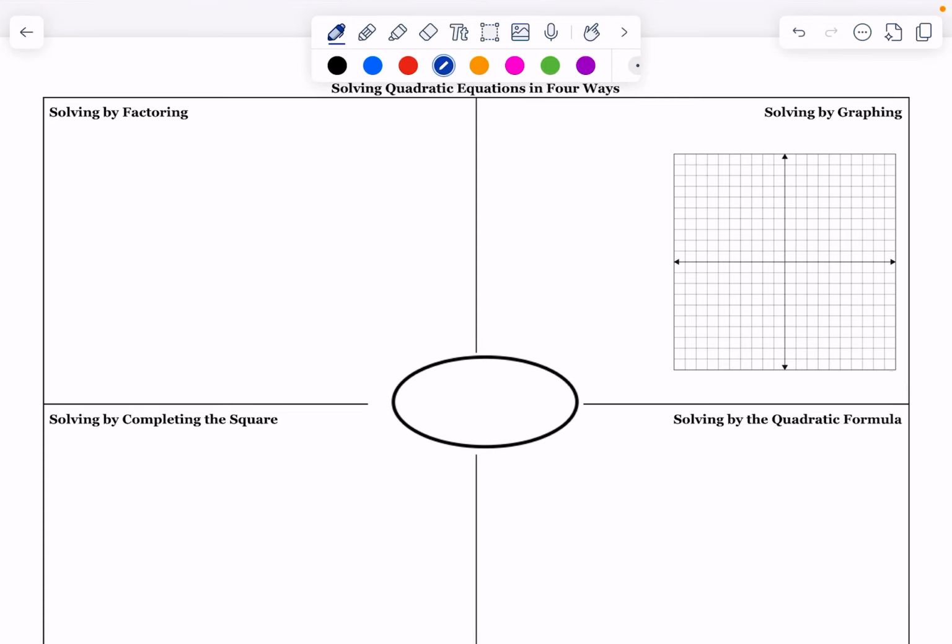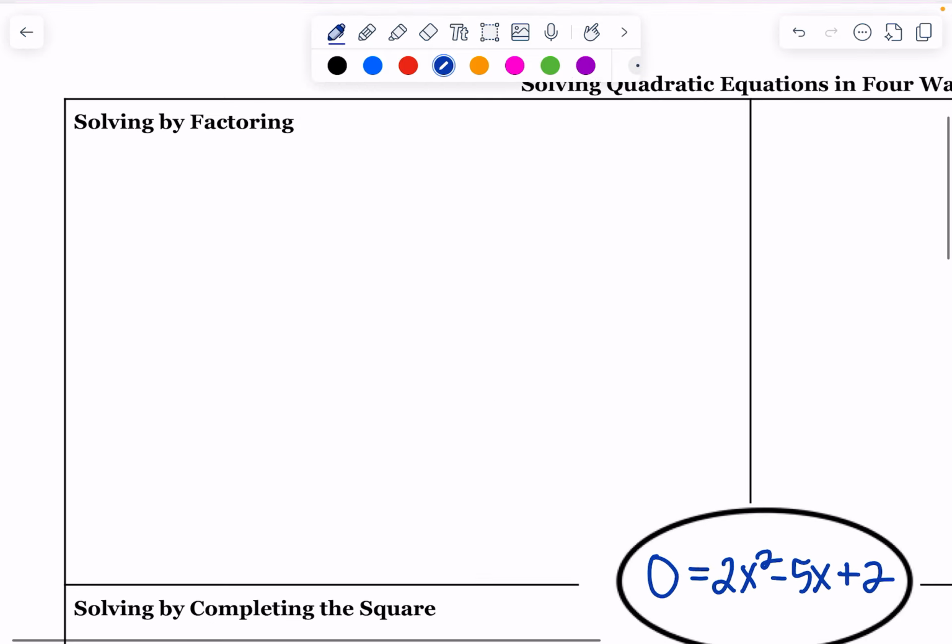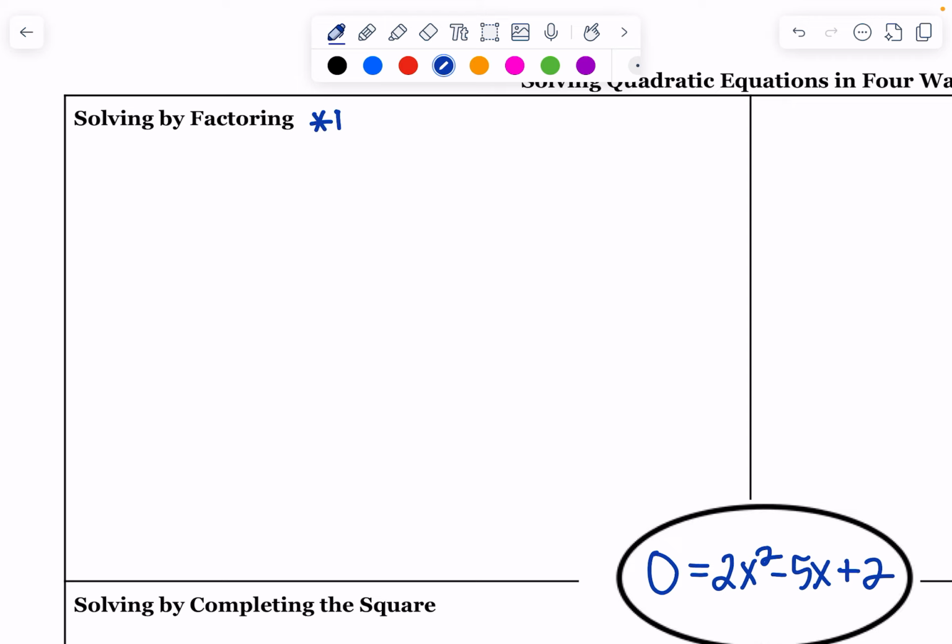This is part two of a series on solving quadratic equations in four ways. In this video, we are going to be solving the equation 0 equals 2x squared minus 5x plus 2 by factoring, graphing, completing the square, and the quadratic formula. We're going to start by factoring, and to note, factoring does not always work.